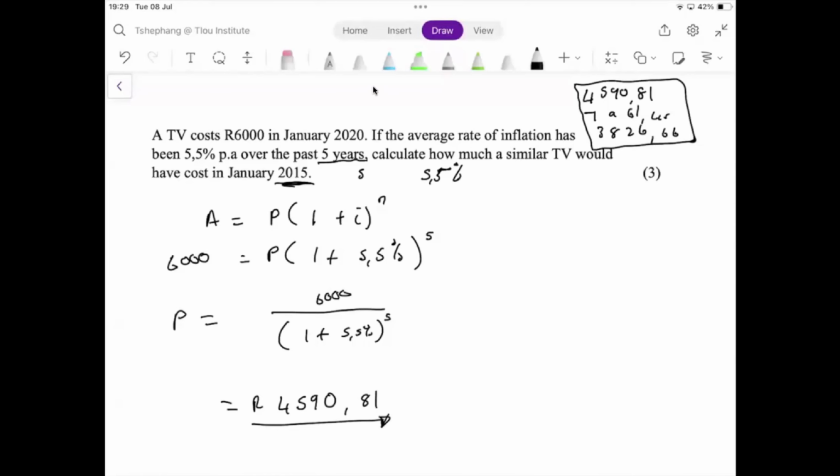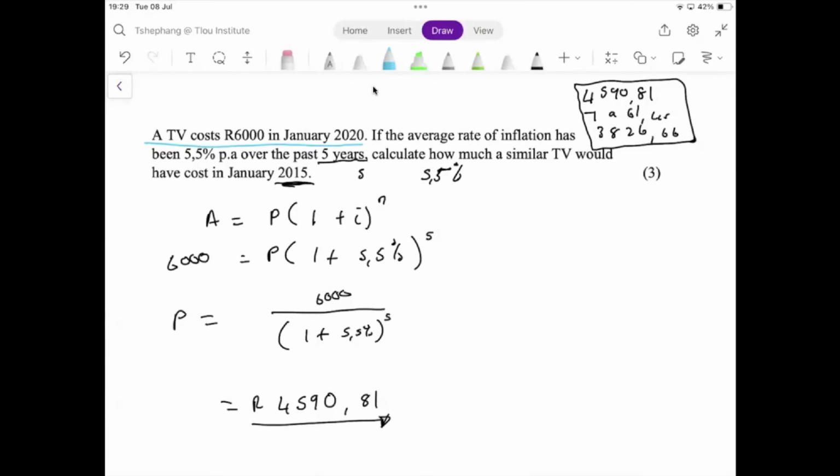So with finance, the trick is understanding the English, right? We need to be very careful with the English. So the TV cost 6,000 in January 2020. So we are going to assume that this is the year that we are in. Let's just say that this is now. 5 years ago, the very same TV cost something less.